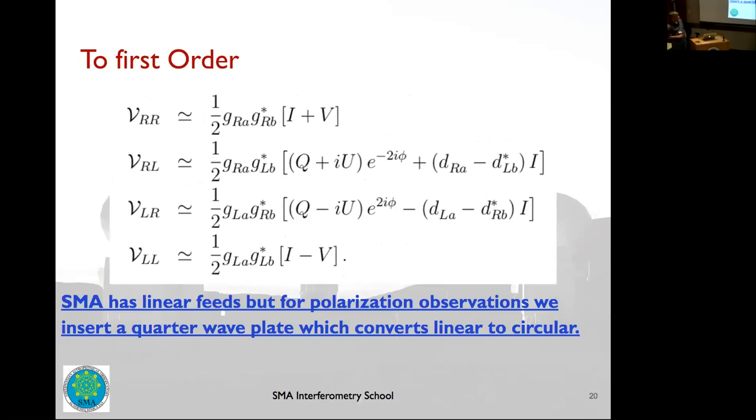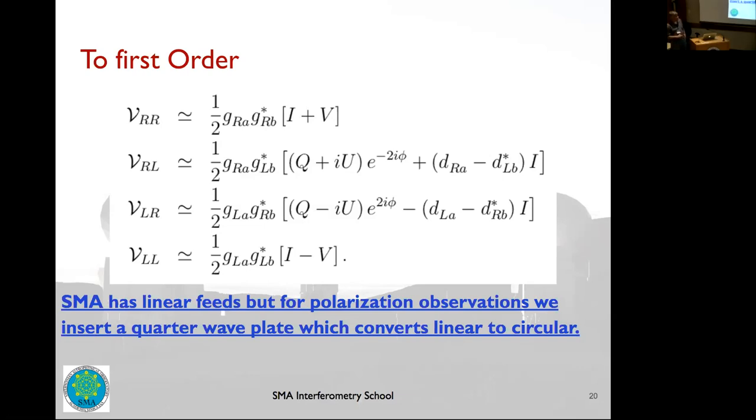So this is not too bad. This almost looks like the right-right and left-left are almost equal to the ideal case, where it's just I plus V and I minus V. And then the right-left and left-right products are basically Q plus iU, so that part looks the same. But there's this extra product, and this is basically the instrumental polarization.